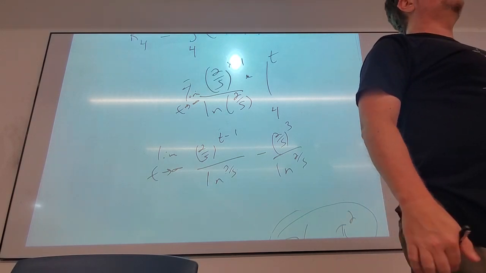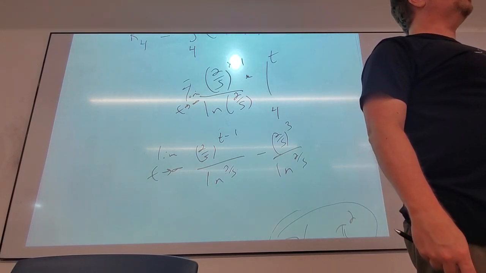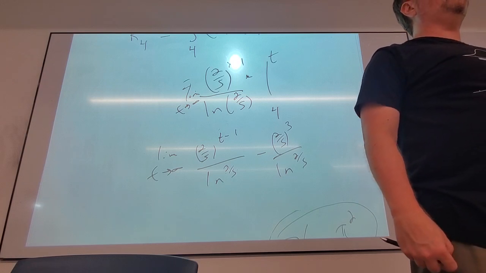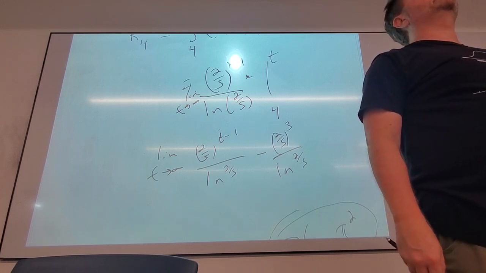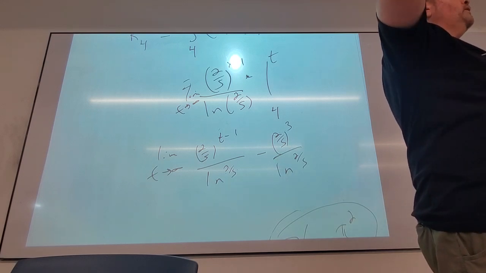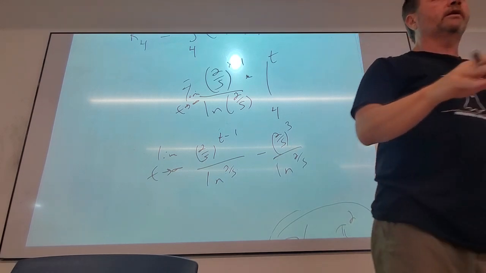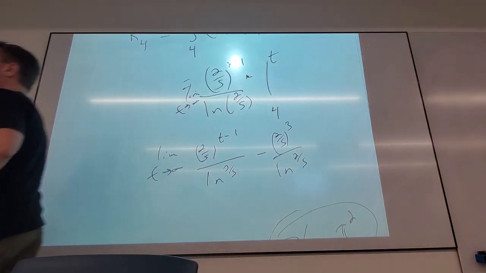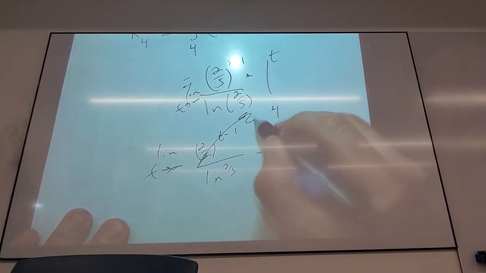You can do it. 2/5 times 2/5 is much smaller. Times 2/5 is even smaller. Times 2/5 is even smaller. So what is 2/5 to the t minus 1 letting t go to infinity? 0. That's the whole idea behind a geometric series, right? So this first thing is 0.